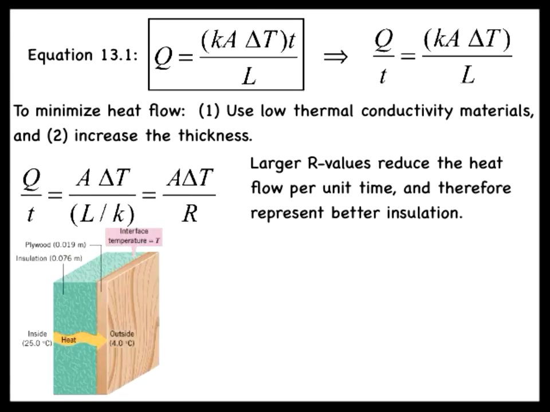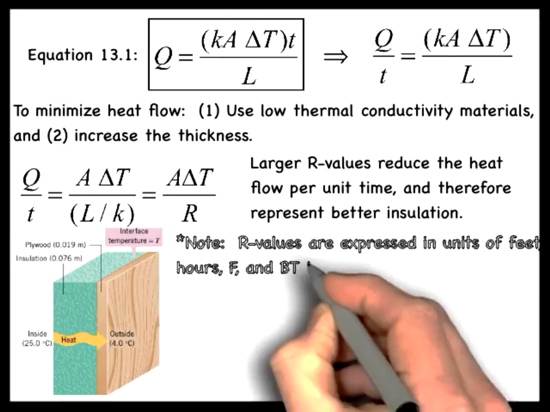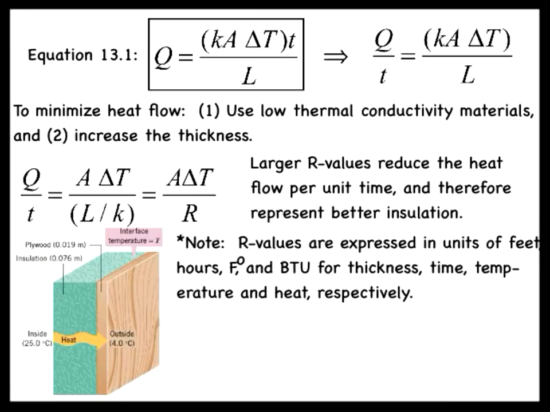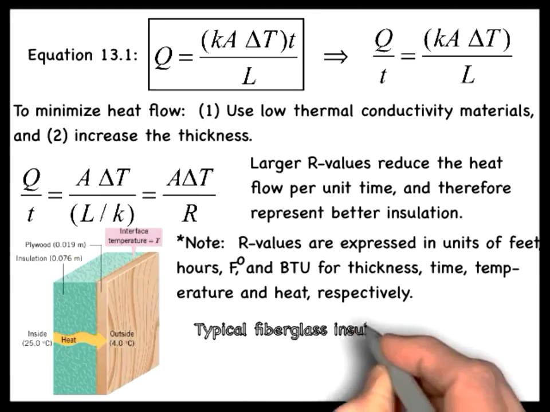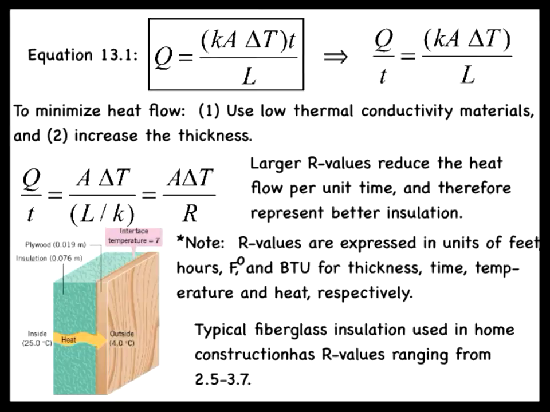The R values for the individual layers can be added to give a single R value for the entire slab. It should be noted, however, that R values are expressed using units of feet, hours, Fahrenheit degrees, and BTUs for thickness, time, temperature, and heat respectively. Typical fiberglass insulation used in home construction has an R value that ranges from 2.5 to 3.7.